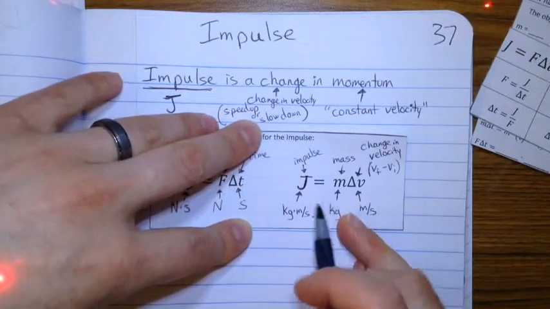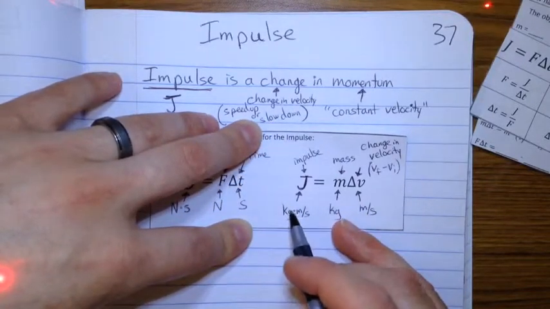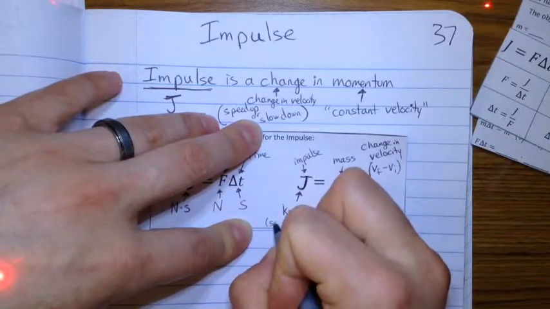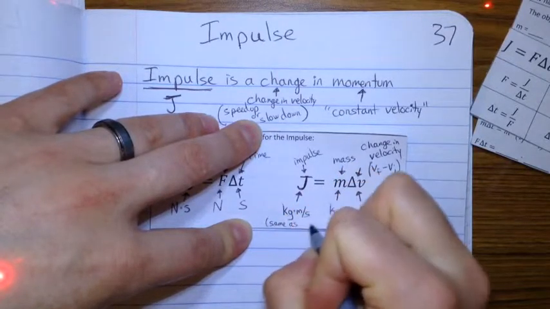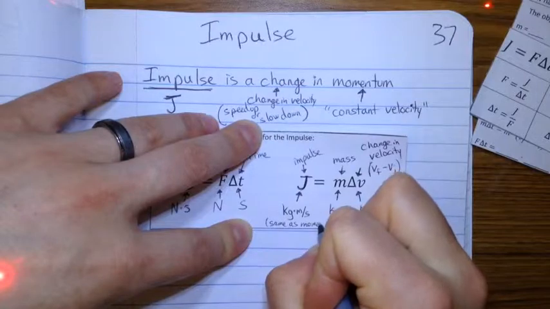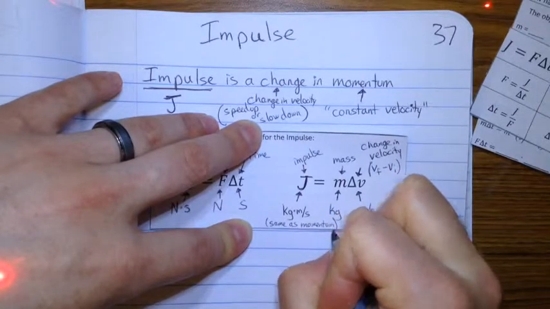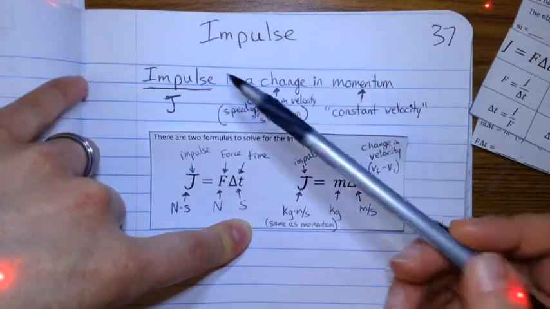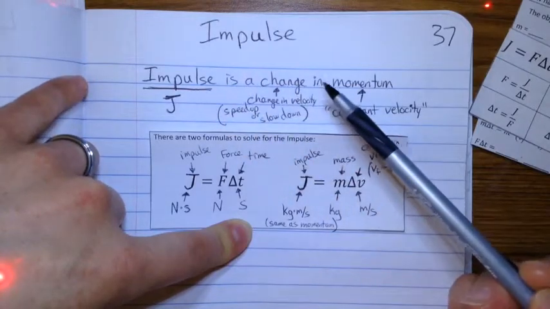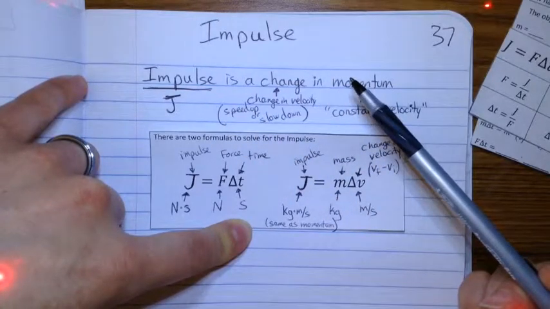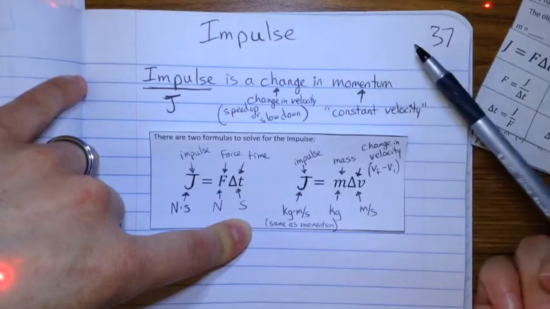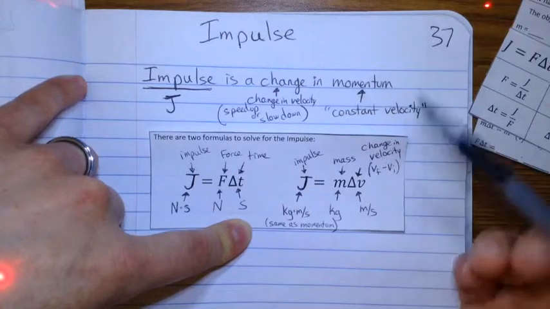Aha, exactly. You should look at that and go, wait a second, that looks familiar. Yes, it should be. It's the same as momentum. Now that should not be surprising if we go back to the definition of impulse. Impulse is a change in momentum. So how much the momentum changes is still momentum. We just have a name for it, impulse.